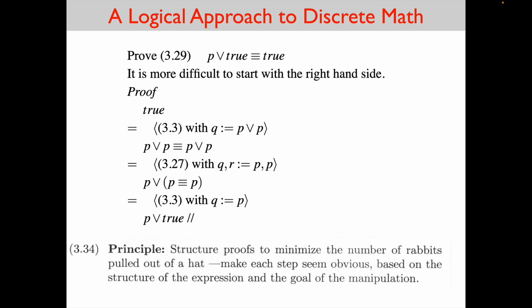So the principle is to make each step seem obvious based on the structure of the expression and the goal of the manipulation. And the best way to do this is to start with the more complicated side and get it to the simpler side. It's easier to simplify than it is to complicate. So that is the principle of starting with the side that has the more structure.